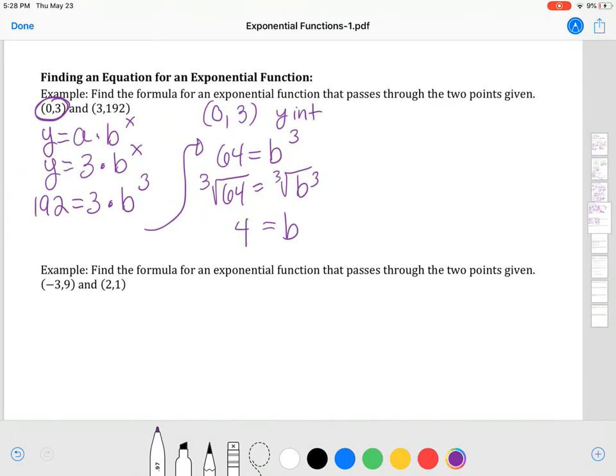So now I have my a and my b, and I can write my final answer as 3 times 4 to the x. So this is my growth factor, my b, and because it's greater than 1, I know it's increasing. And this is my y-intercept, which they gave to us in the problem.